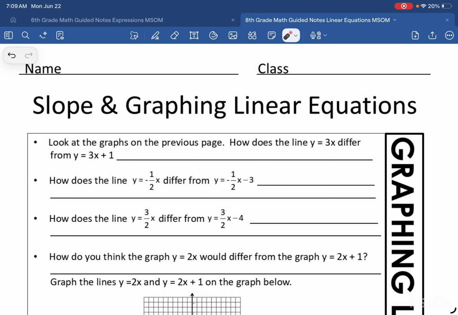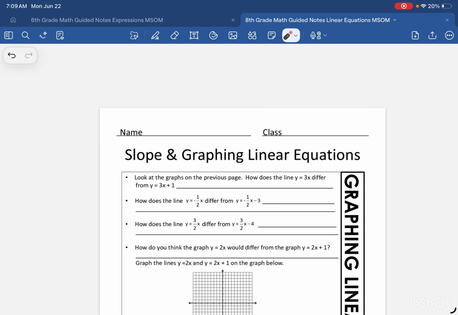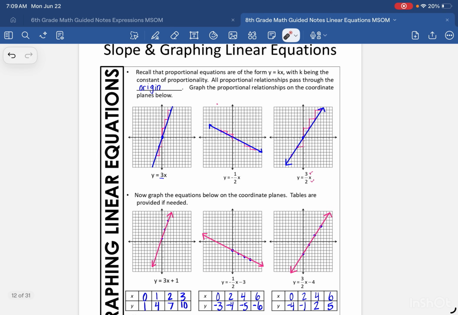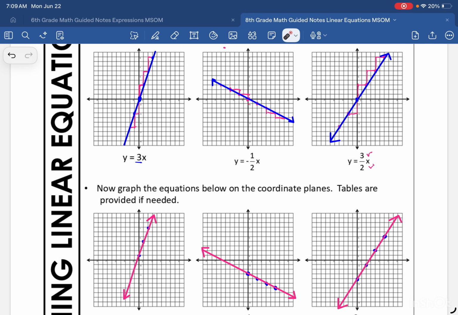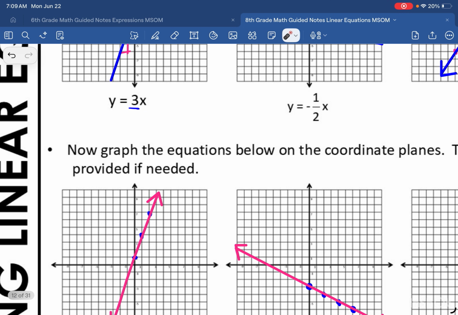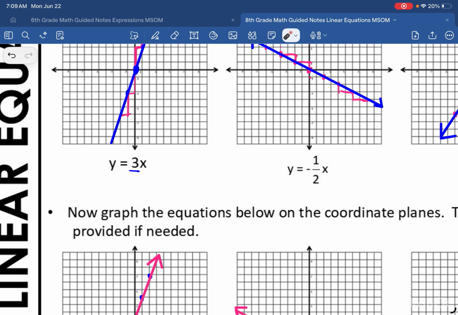Look at the graphs on the previous page. How does the line y equals 3x differ from the y equals 3x plus 1 graph? So let's flip back to the other page, and we are looking at these two graphs here at the beginning. This graph right here, y equals 3x, and this is the graph of y equals 3x plus 1. How do they differ? Well, notice that they do have the same slope, but this graph here at the bottom crosses the y-axis at 1, where this one crosses the y-axis at the origin.